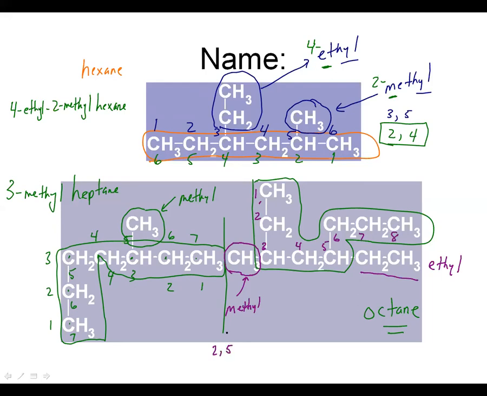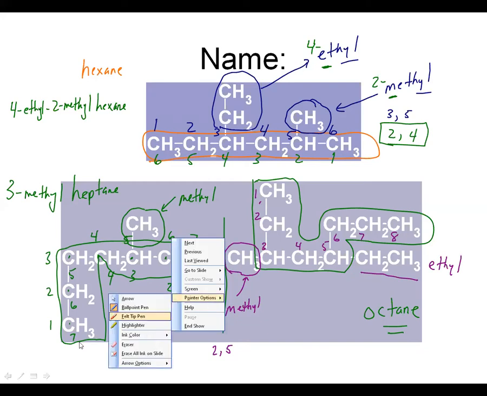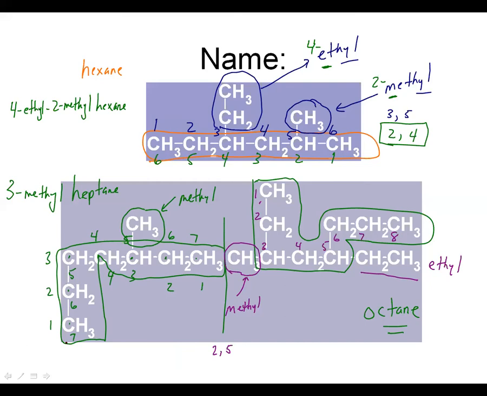The other option would be to number really the opposite way. And if we number the opposite way here, this over here in orange would be 1, 2, 3, 4, 5, 6, 7, and 8. And again, that means that I would have groups at carbon 4 and 6. So again, always the smallest numbering. So we do want to go the purple way here.